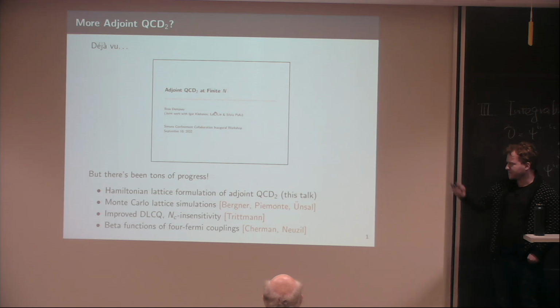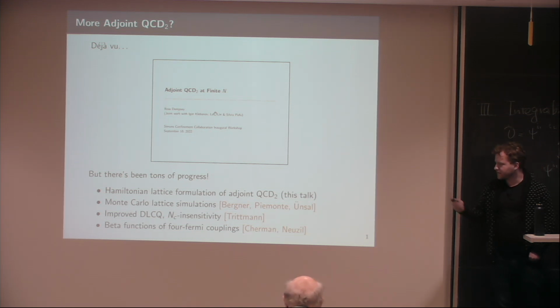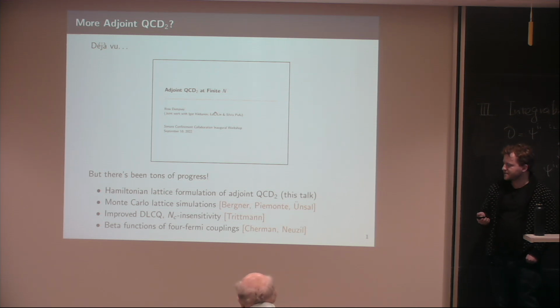There's also stuff I'll mention in passing. There's been Monte Carlo lattice simulations of the same model by George Bergner, Stefan Pamonte, and Mitat. Uwe Trittmann wrote interesting papers on improved DLCQ methods and illuminating some of the insensitivity to the number of colors that we observed in this prior work and in this new work. Alexei and Maria computed the beta functions of 4 Fermi couplings that are ever interesting.